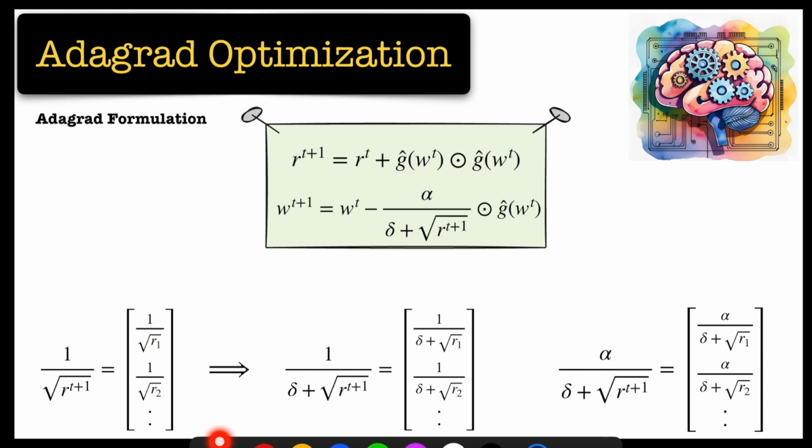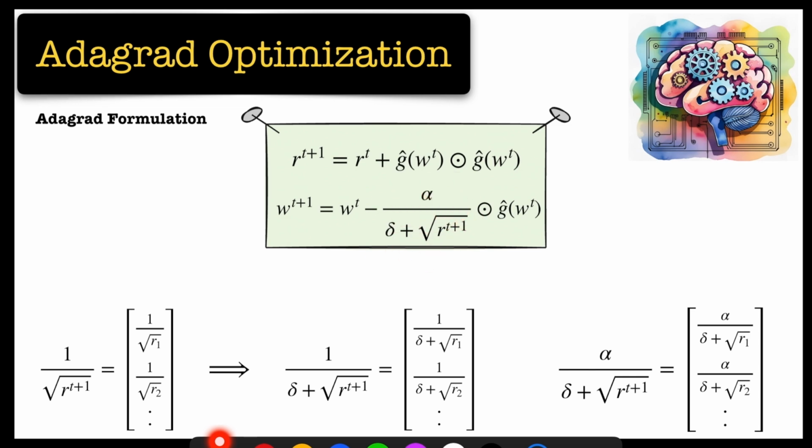1 over square root of R1, 1 over square root of R2 and on, right? So this 1 over delta plus square root of RT plus 1 will be 1 over delta plus square root of R1, 1 over delta plus square root of R2, right? So this thing is becoming one vector, alpha over delta plus square root of RT plus 1, this will be this vector.